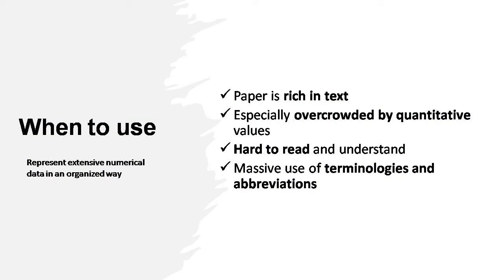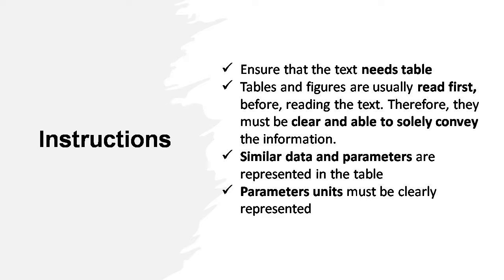And if there is massive use of terminologies and abbreviations which will not be understandable by the reader the first time, then we must explain all these things in a table so the reader may easily understand it. So let's discuss some important tips, some instructions which the writer should follow to convert their text and their figures into tables.